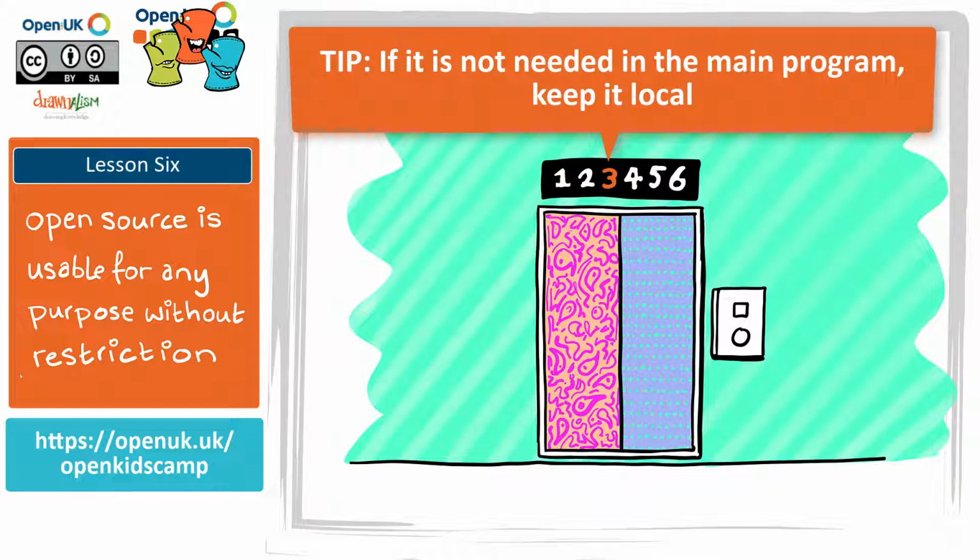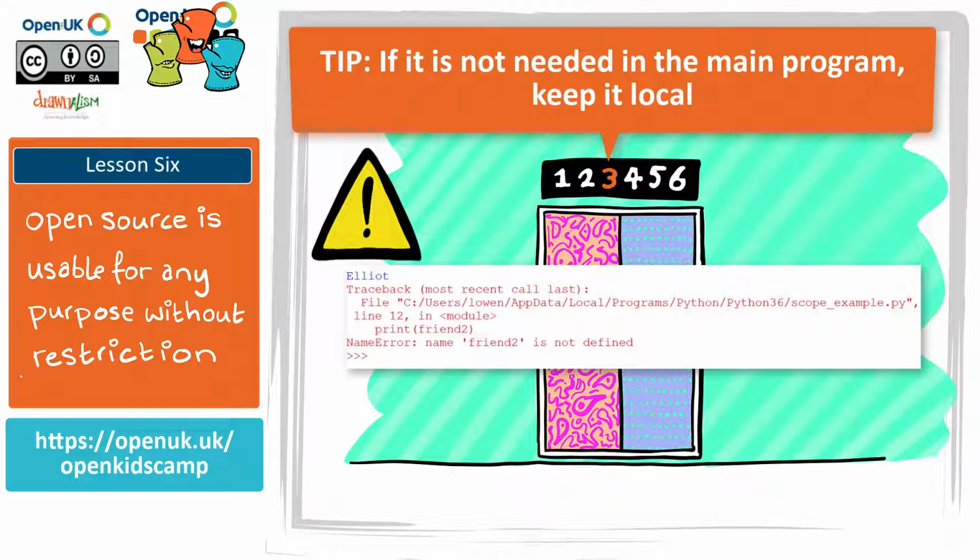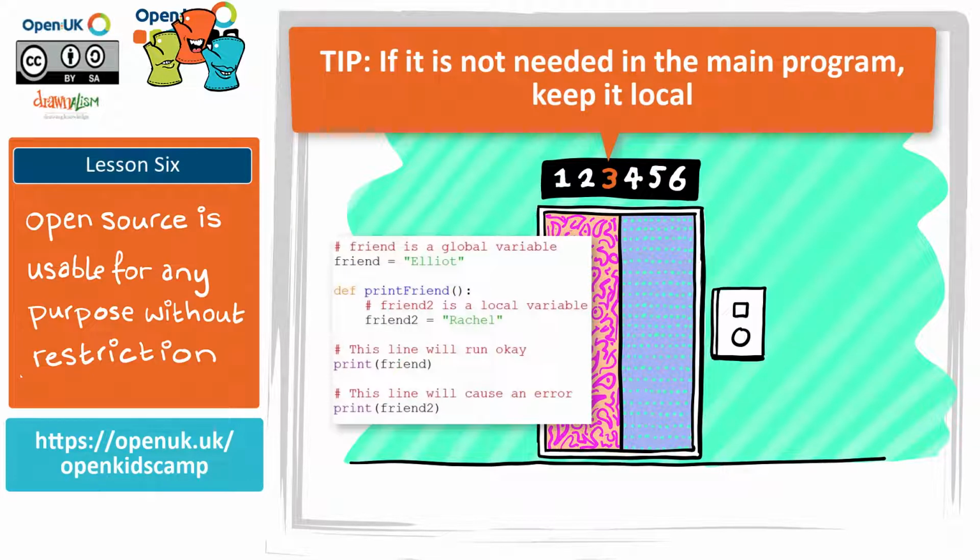So, that's scope. Luckily for us, the Make code editor is quite forgiving. If you try and print a local variable in the main program, the microbit will simply not print anything. But in other languages like Python, this can cause an error, which causes your whole program to stop. Notice how in the error message it says name friend2 is not defined. This means it doesn't know what this variable is. Now you can see how scope becomes really important as we write more complicated code.